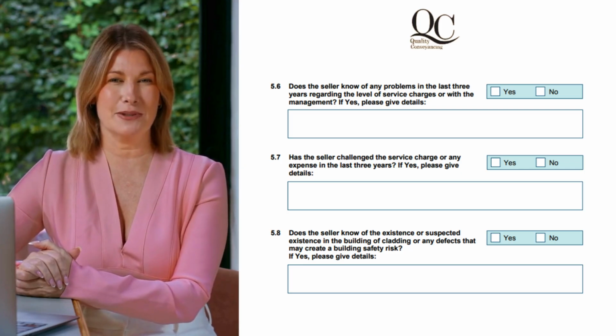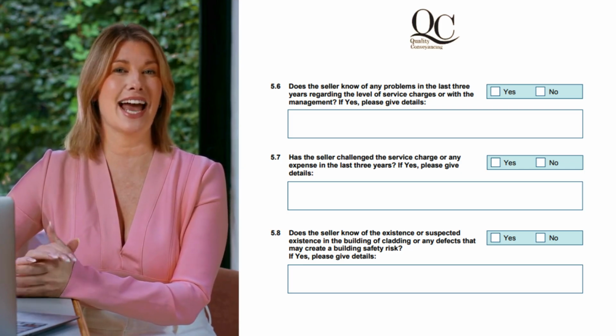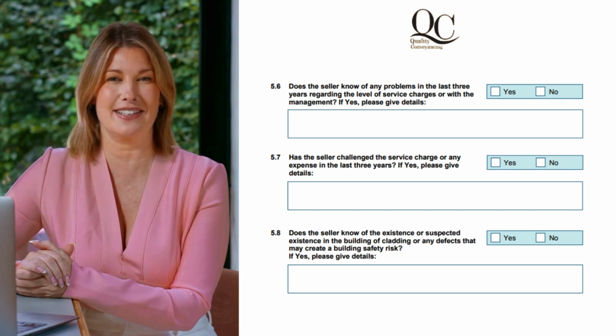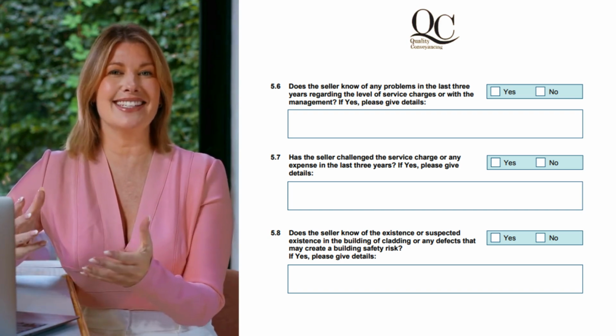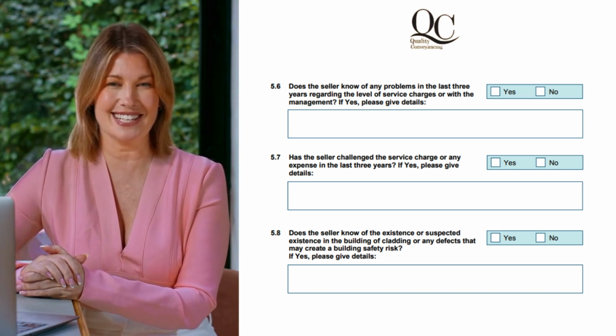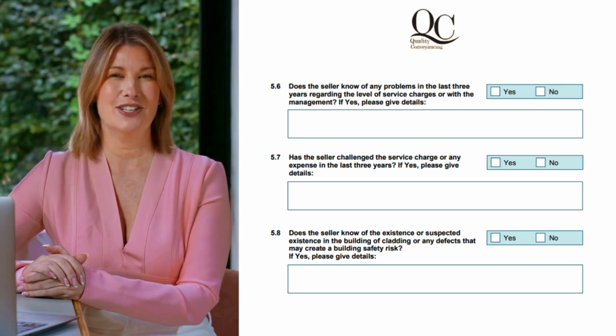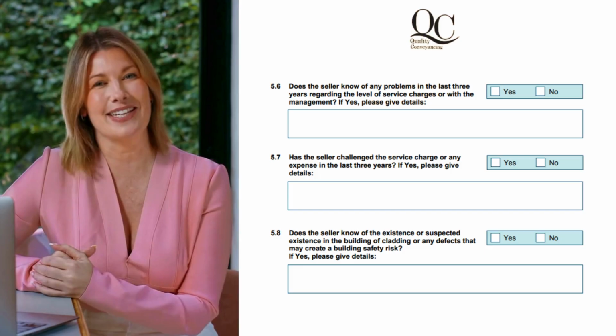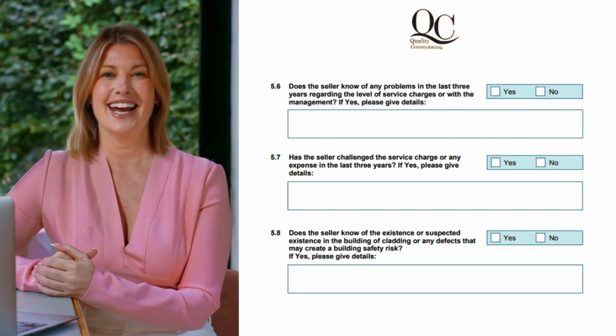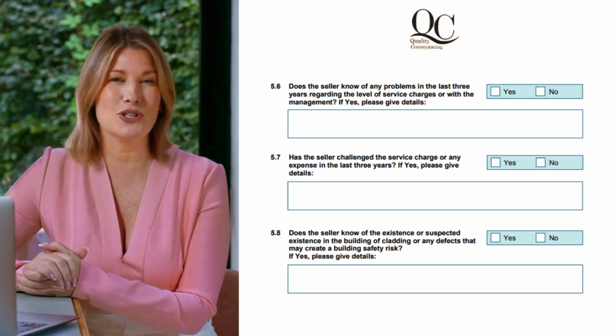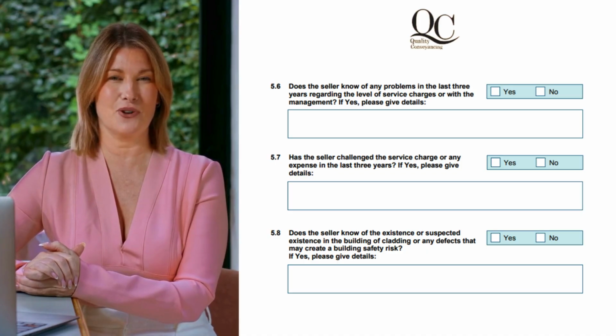This next question is about building safety, including cladding or defects that could pose a risk. If you're aware of cladding on the building, fire safety defects, or any investigations or reports relating to safety, tick yes and share what you know. If you're not aware of any issues, tick no. Again, this is about disclosure, not assigning blame.